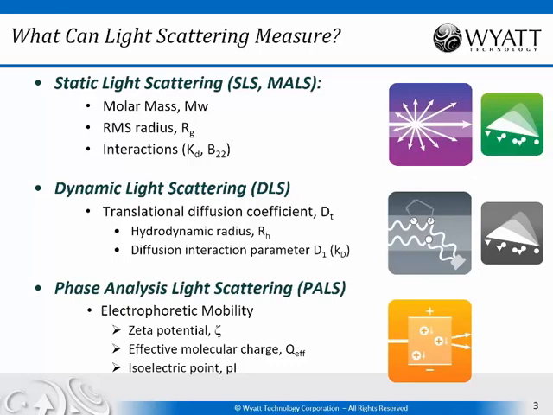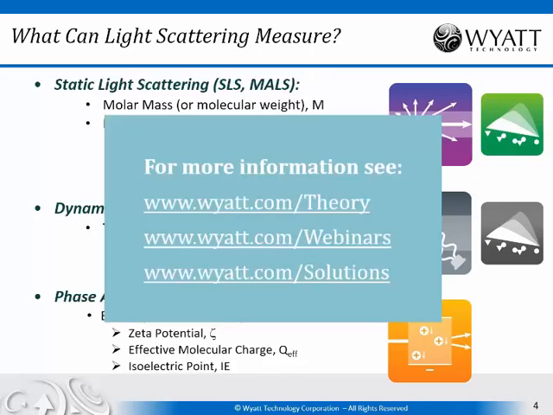And phase analysis light scattering is the third form of analytical light scattering, which measures the electrophoretic mobility, from which we can derive the zeta potential in solution and the effective molecular charge or the isoelectric point, other properties that are related to charge on the molecule.